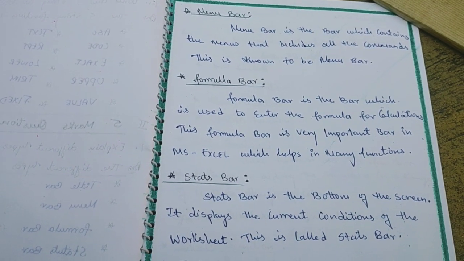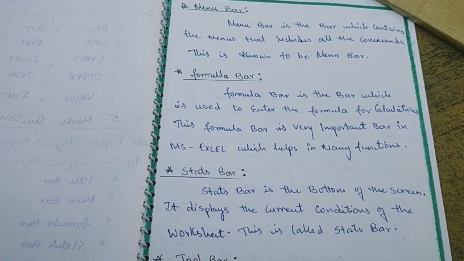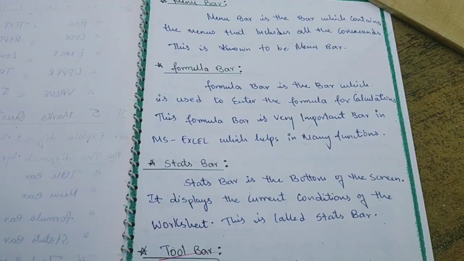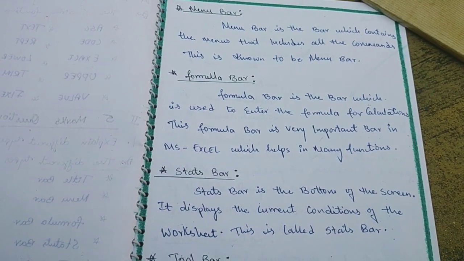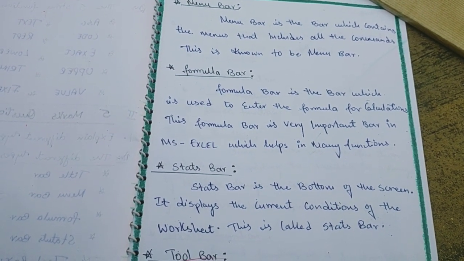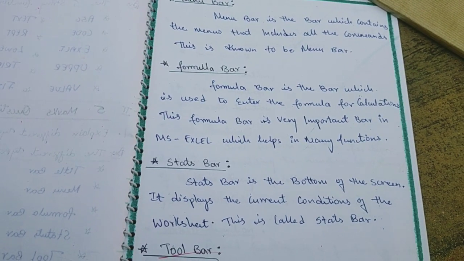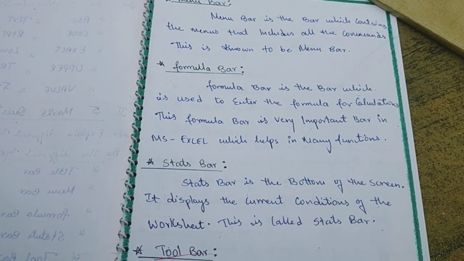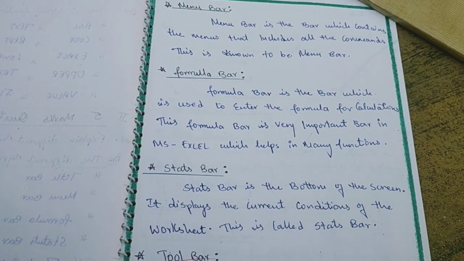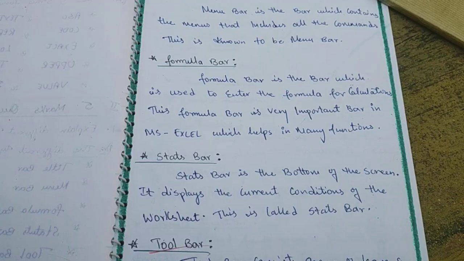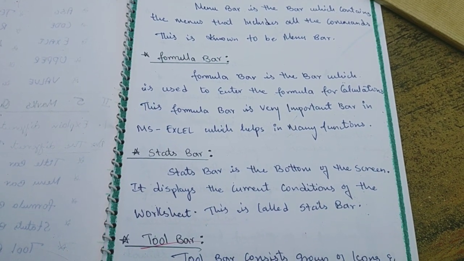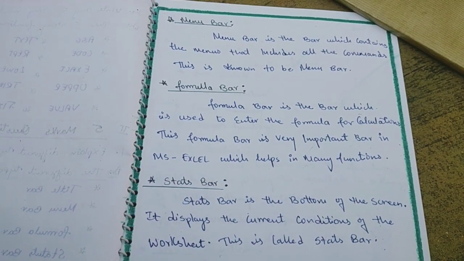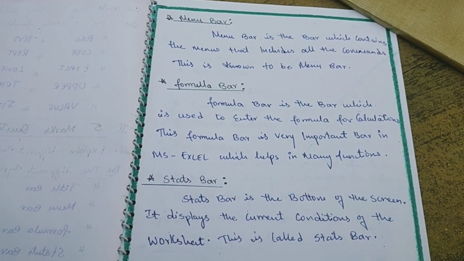Menu bar is a bar which contains the menu that includes all the commands. This is known as the menu bar. Commands are things like, as I said, you can give numbers to the letters, fill colors in a particular cell, highlight the cell, change the design of your writing, like cursive, and you can highlight the row. Those are the commands that the menu bar includes.